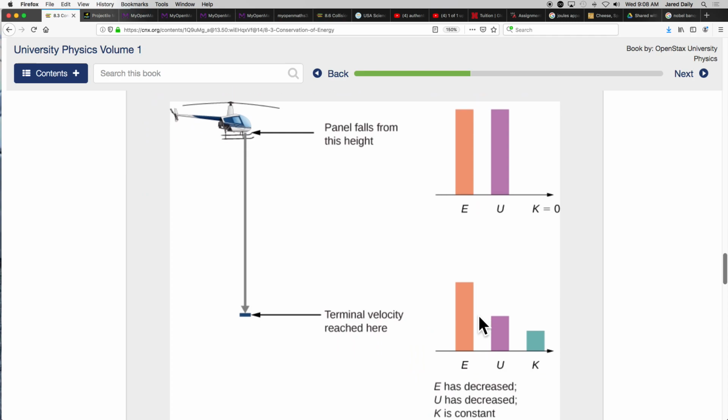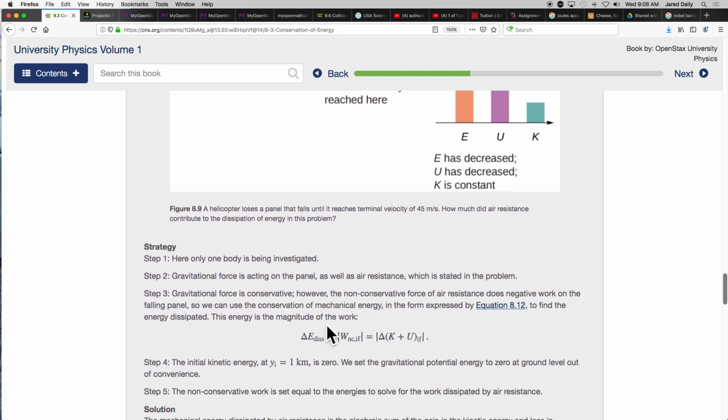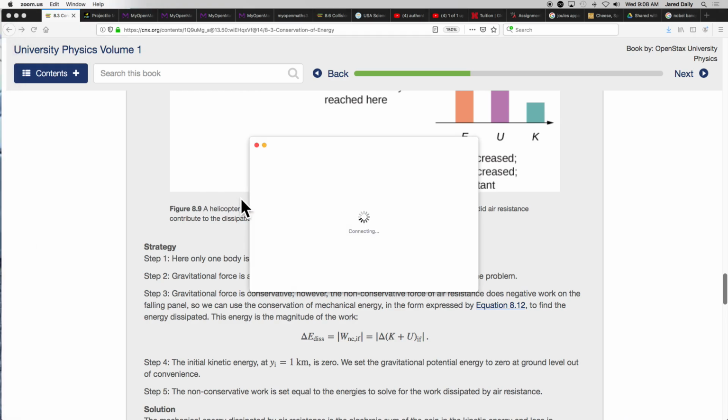Now here's a different one where we're actually going to have some non-conservative work involved. We're dropping a big flat panel of stuff and it's got some air resistance. So there is some non-conservative work being done. We're going to use a different equation. The non-conservative work now is going to be equal to the change in kinetic energy plus the change in potential energy. Remember that change in kinetic energy and change in potential energy are defined thusly.